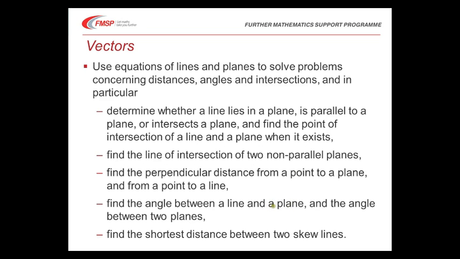You then need to be able to use these properties in a variety of cases. And the best way to do these is find examples and practice all of them. So first of all, determine whether a line lies in a plane, is parallel to it or intersects it. Find the line of intersection of two non-parallel planes. Find the perpendicular distance from a point to a plane and from a point to a line. Find the angle between a line and a plane and the angle between two planes, and finally find the shortest distance between two skew lines.